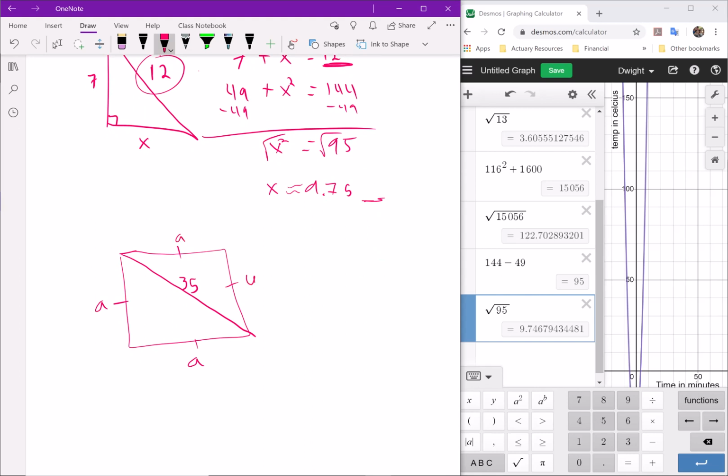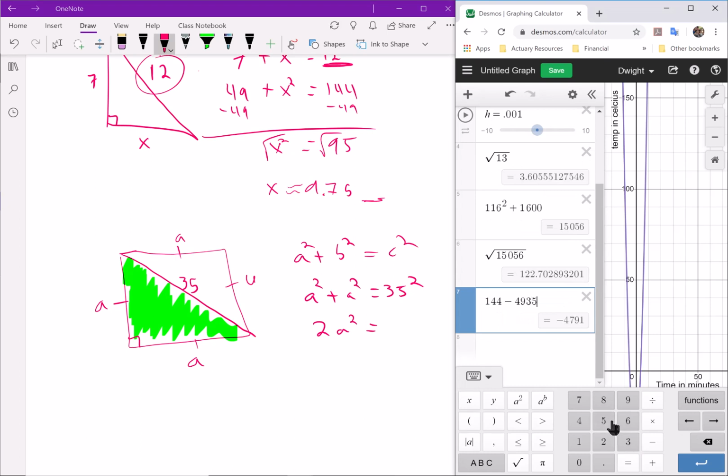Well, if you just look at it, you can see that this makes a triangle, right? And a right triangle because it was a square. So I know that a squared plus a squared should give me 35 squared, right? In this case, I know the general Pythagorean theorem says this. In this case, a and b are the same because it's a square. So I know this is true. A squared plus a squared is just 2a squared. 35 squared, let's do that over here.